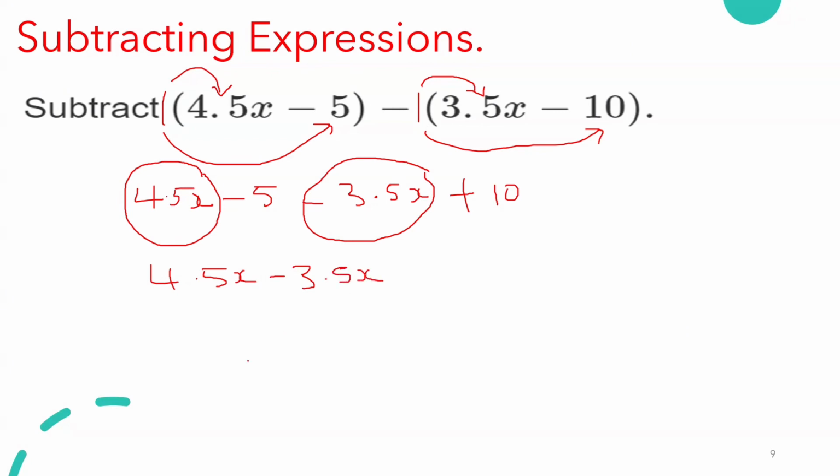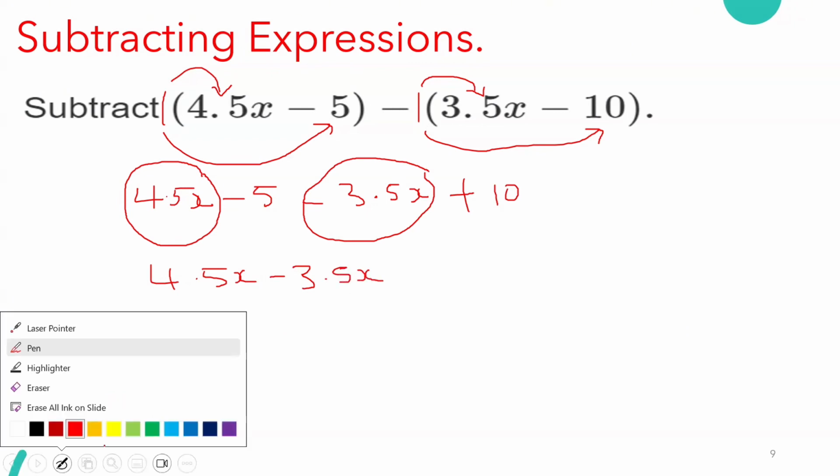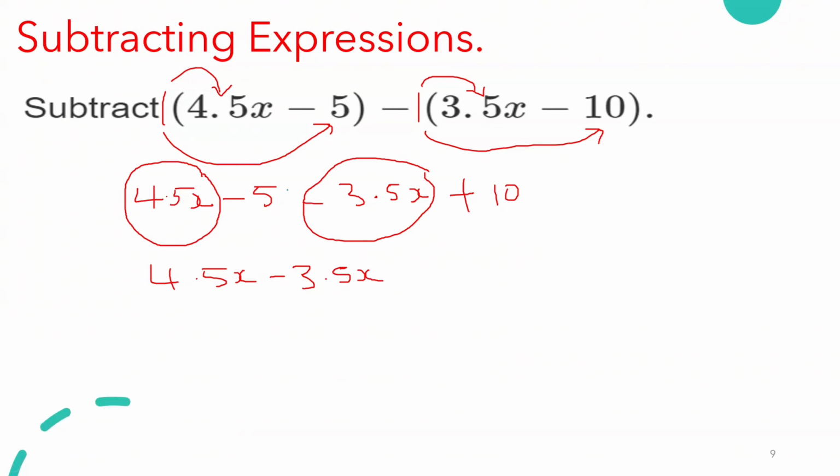Now, if you look there, we have another pair of like terms, which are constants. We're going to use a different shape to identify those. And always remember to put the shape around the sign in front of the number. So it's going to be minus 5 plus 10.